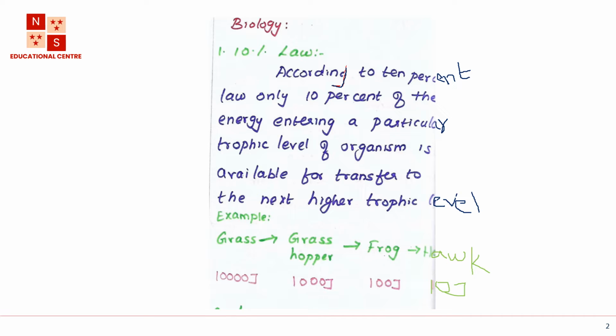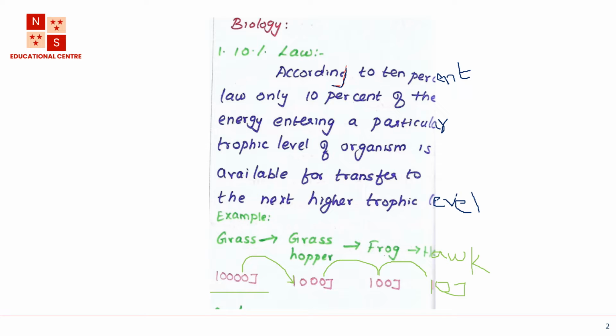See how much energy we are receiving. For example, I have given you an example; this is how you have to write it in the examination. Grass has an energy of 10,000. Only 10% of the energy is transferred here. The remaining 90% is lost in respiration, and from this 1000 only 10% of energy is transferred to the frog, and the higher trophic level will get only 10% from this. So this is the 10% law.